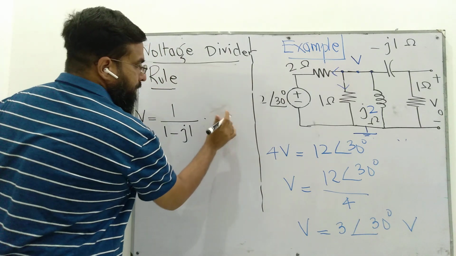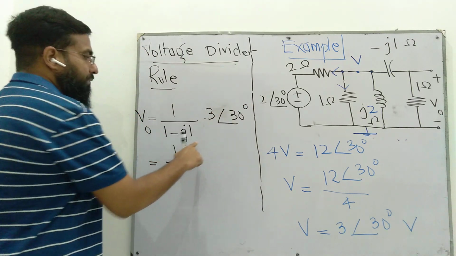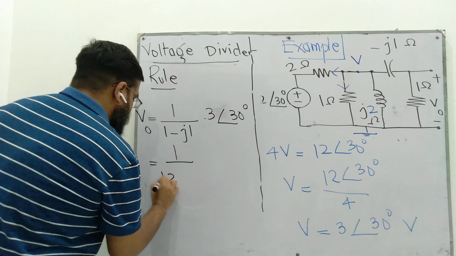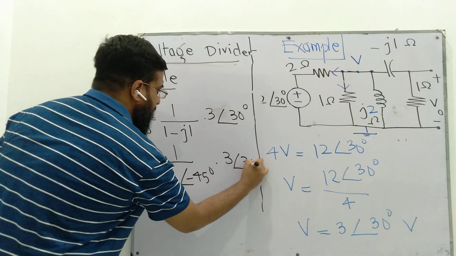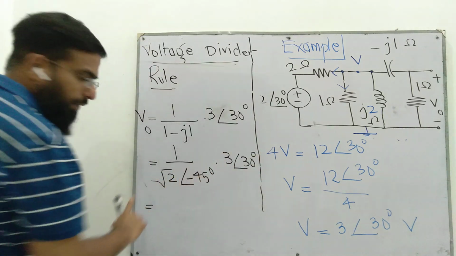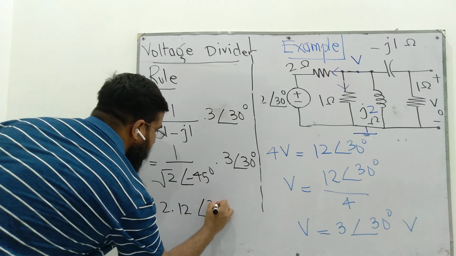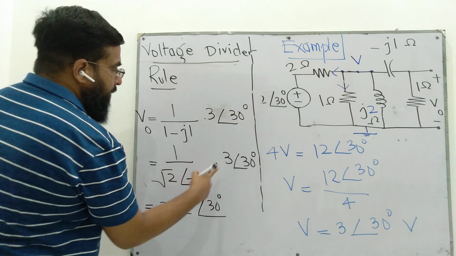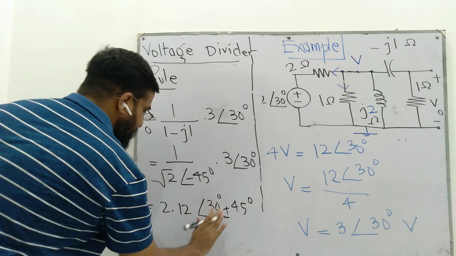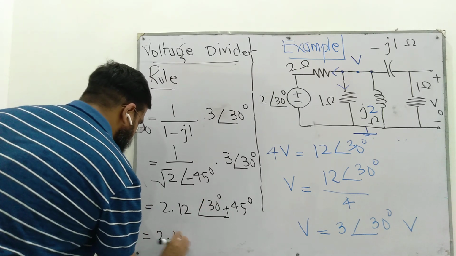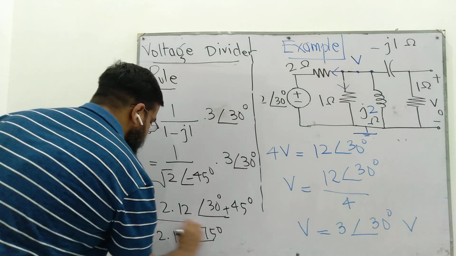V is 3 at an angle of 30 degrees. This 1 minus j1 converted into polar form is square root of 2 at an angle of minus 45 degrees. So 3 over square root of 2 comes out to 2.12. And this 30 degrees minus minus 45 becomes plus 45 degrees and adds to the 30 degrees. So V out, our required voltage, is 2.12 at an angle of 75 degrees.